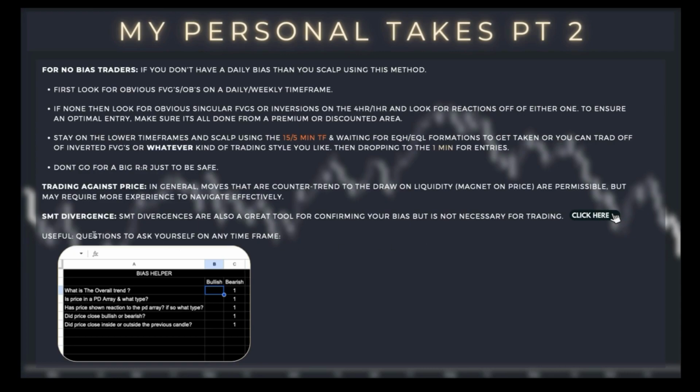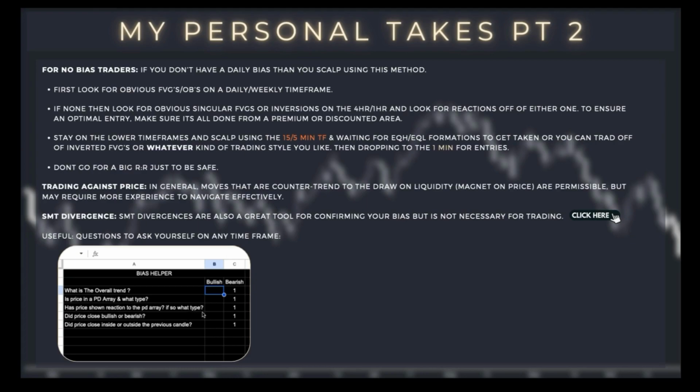Lastly, these are just some useful questions to ask yourself on any time frame when you're trying to figure out what the next day would be or what it could possibly be, right? So the first thing is, what is the overall trend? Is price in a PD array and what type? Has price shown reaction to the PD array?